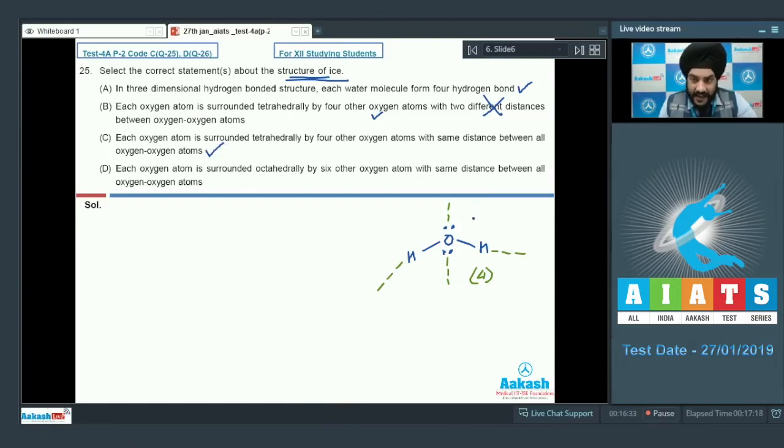And if you look at statement D now, each oxygen atom is surrounded octahedrally, so this is also incorrect. So there is no octahedral surrounding. Each oxygen atom is surrounded by 4 other water molecules and the distance between all of these oxygens is also same. So students, if you look at the options, we can clearly see that we have to select option A and option C as the correct answer to question number 25. Let us look at the next question now.